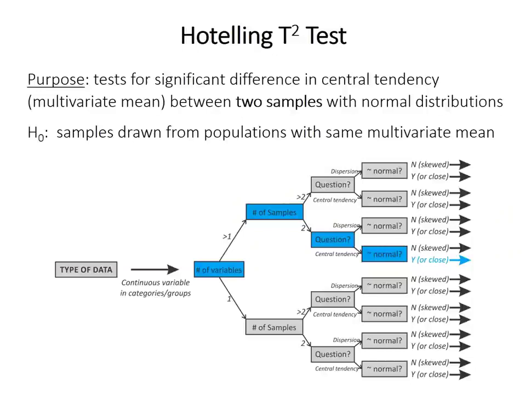It's designed to test for a significant difference in the multivariate mean between just two samples. And so because it compares just two samples, it's the multivariate counterpart to the univariate t-test. The null hypothesis is that the two samples come from populations that have the same multivariate mean. So the multivariate mean you can think of as a point in space defined by the means of all the individual variables. So it's not like it's comparing each variable separately, it's comparing the point in space as defined by the mean of all the variables together.